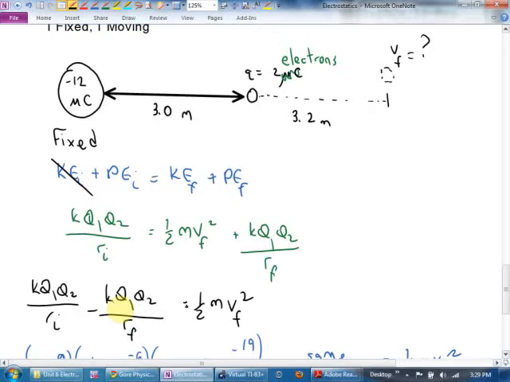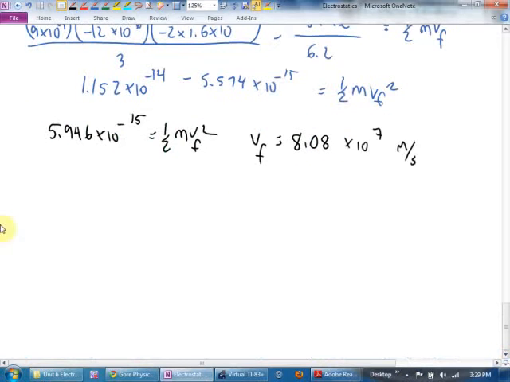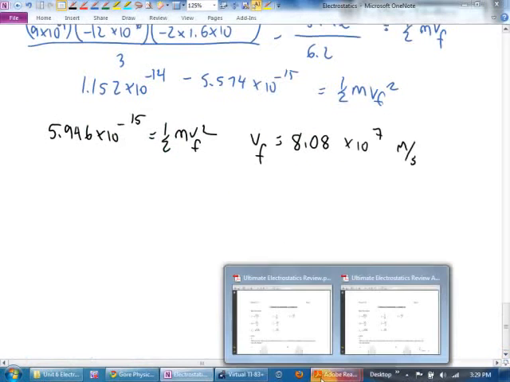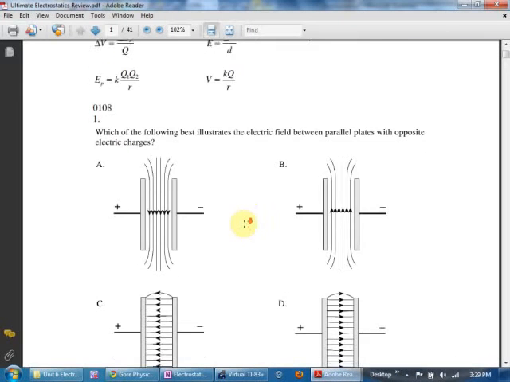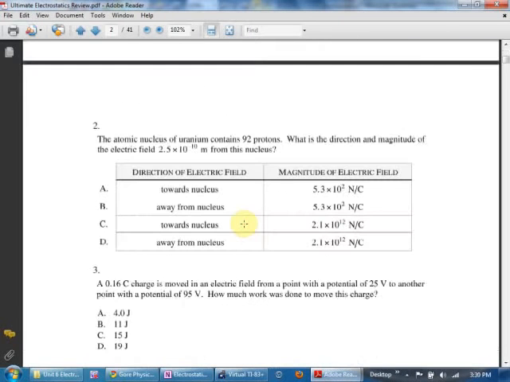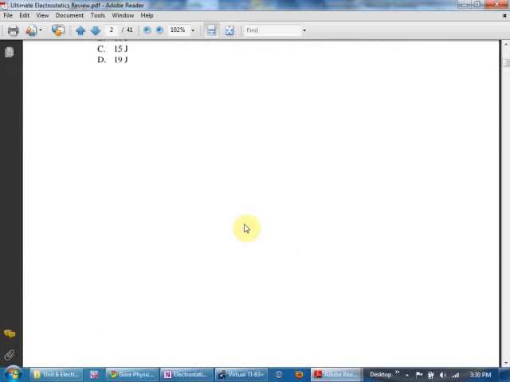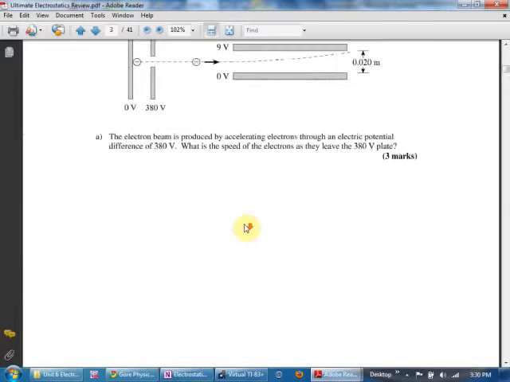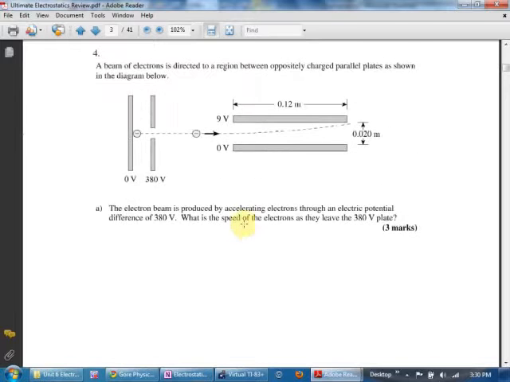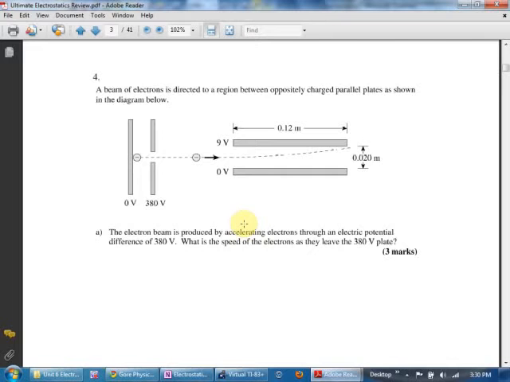Then we looked at parallel plate force problems, and here I think I'm going to start to look at the review. I'm going to give you some hints on the questions I like. I sort of like 4A in that somewhere on your test, I'm going to give you electrons that are getting accelerated through a plate and say, find the speed.